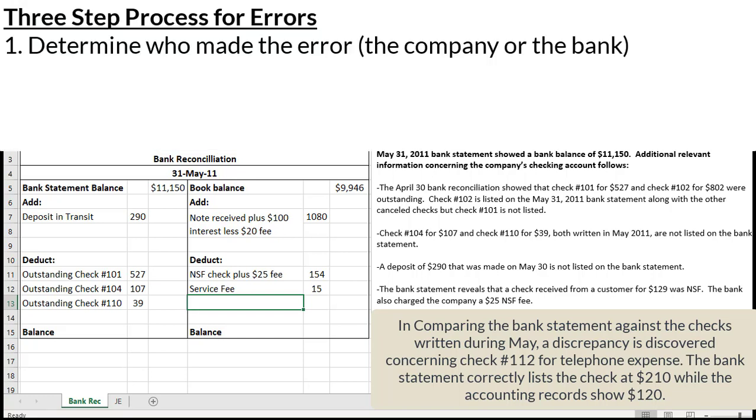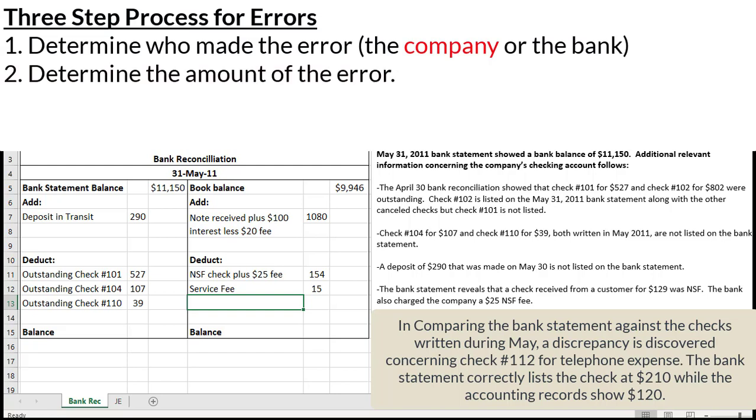First, determine who made the error. In this case, we are told the bank correctly listed the check, so the error is on the book side, which is where we will need to make the adjustment. Second, determine how much the error is for. The correct amount for telephone expense is $210, but the company recorded the amount as $120. So if we subtract the two numbers, we get a $90 error.